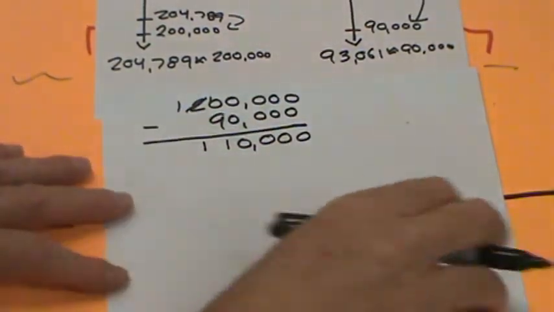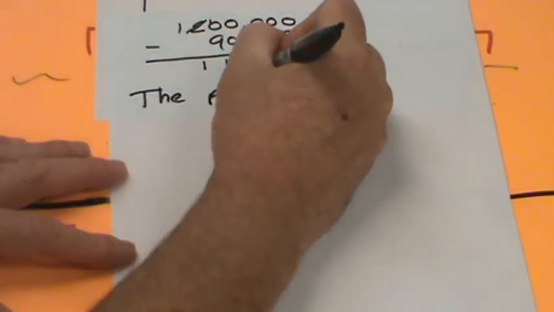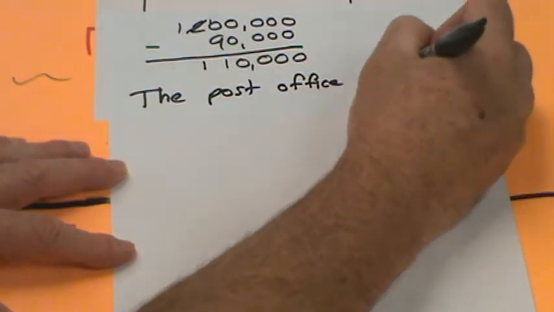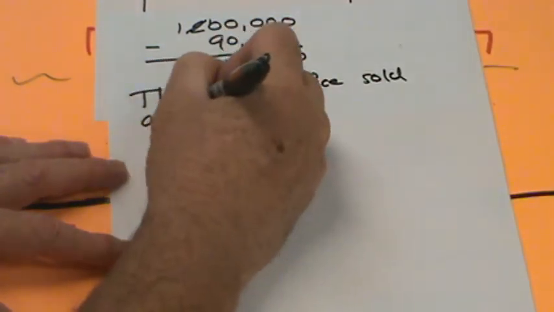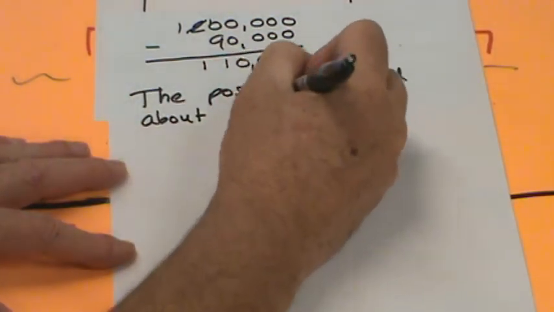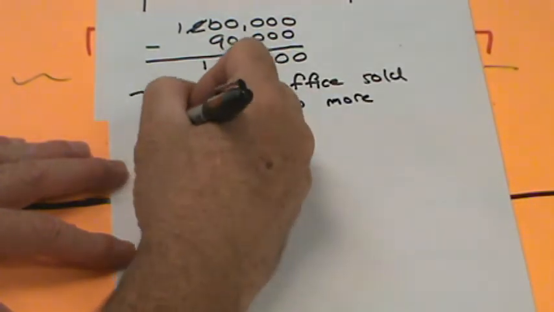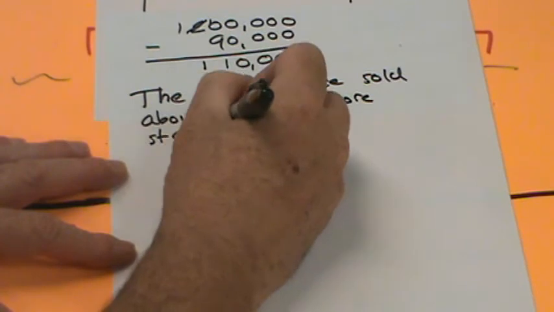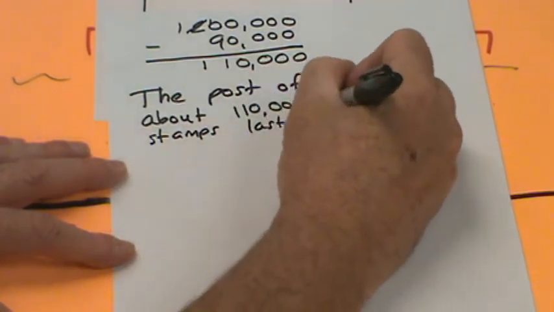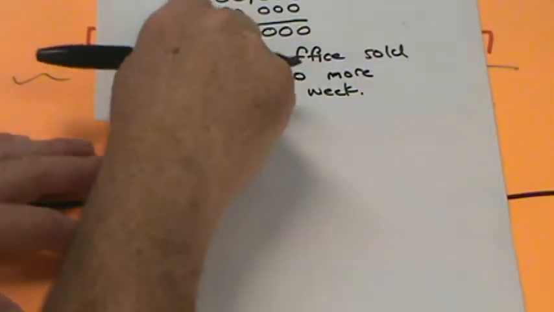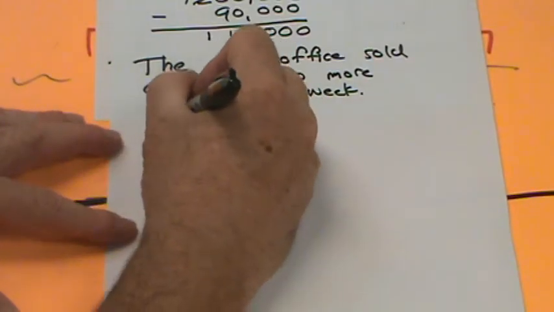So we could say the post office sold about 110,000 more stamps last week. All right, so let's just do a quick review on the subtraction too.